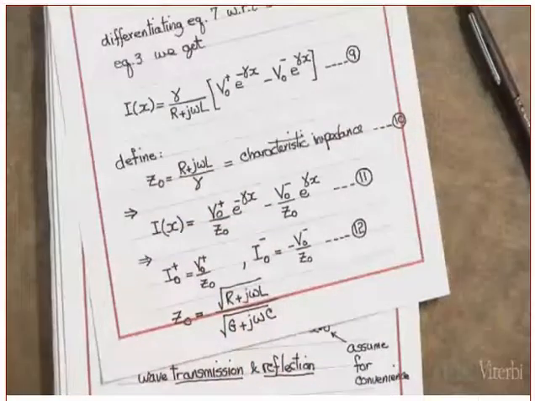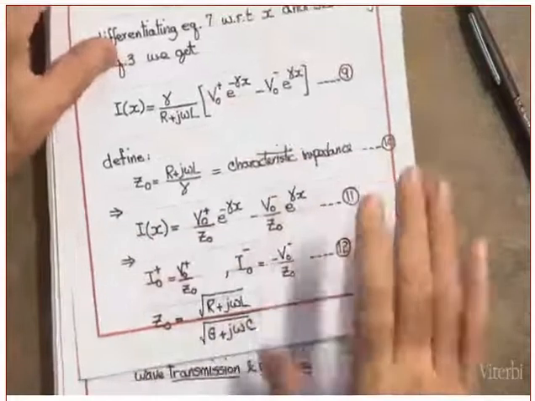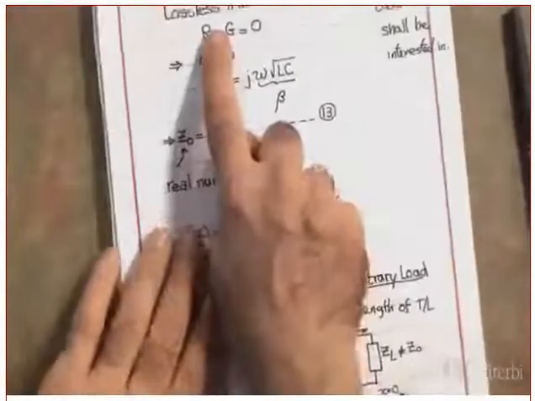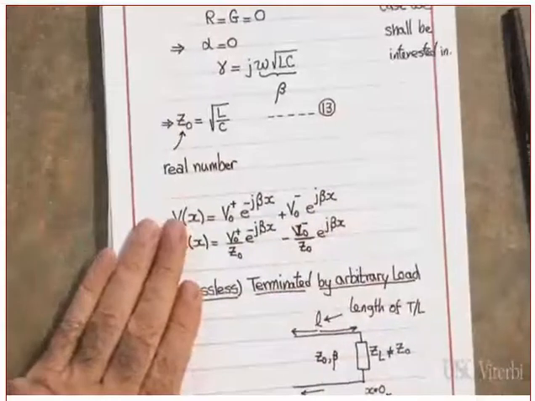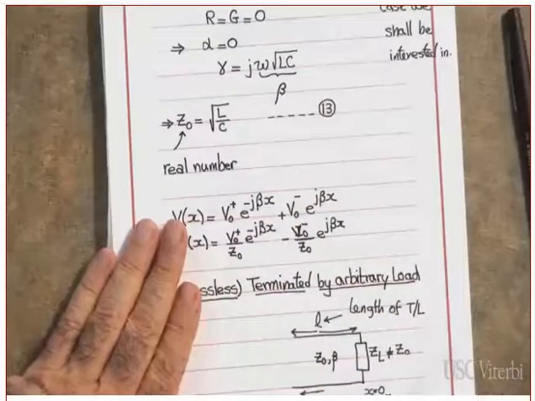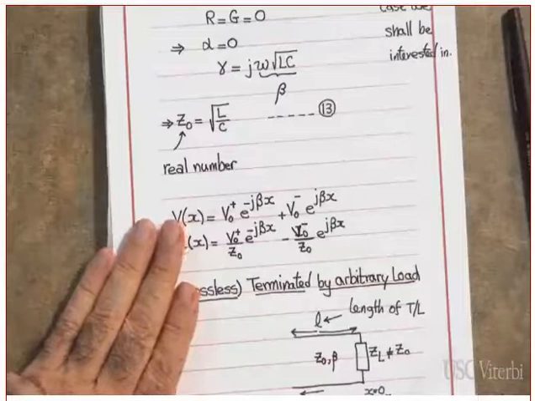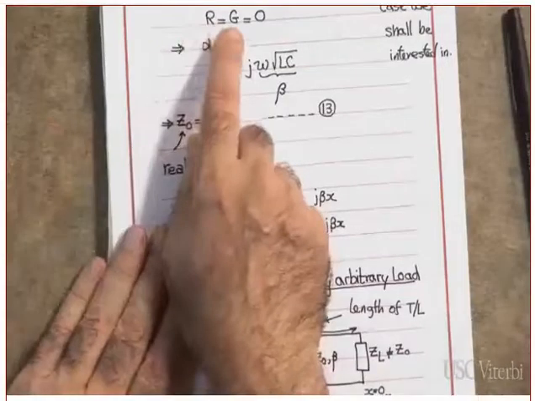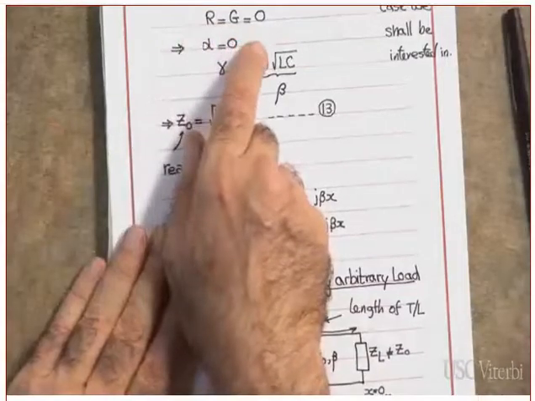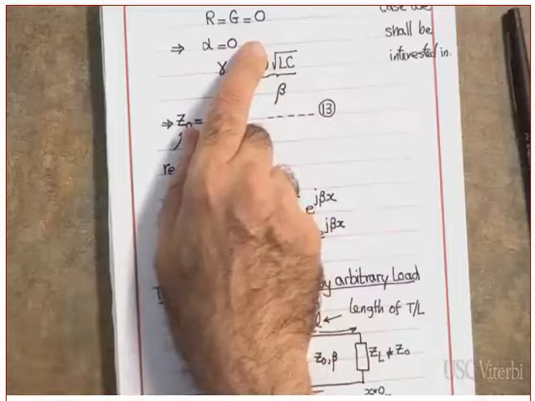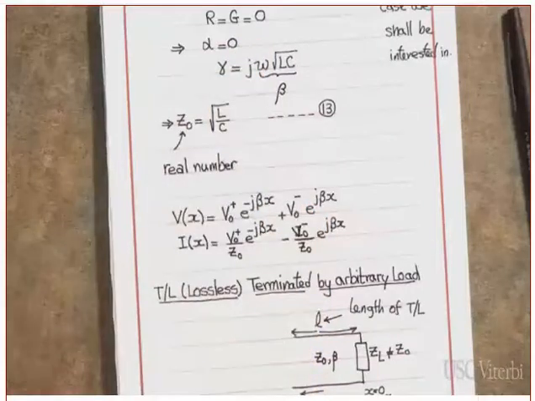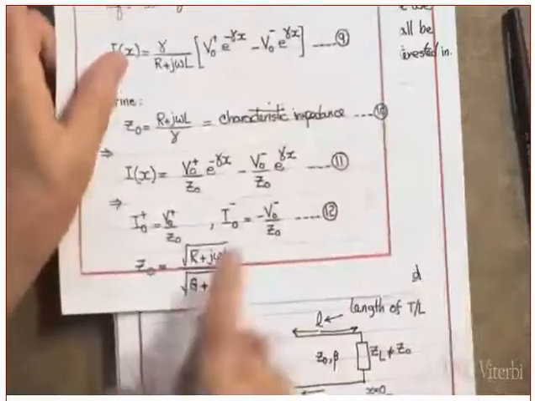Clear? Now, we are going to deal with only one case this semester. That's all we need: the case of a lossless transmission line. What does a lossless transmission line mean? It means R equals G equals 0. There is no resistance, no conductance, no power losses. Did you get this? Okay.